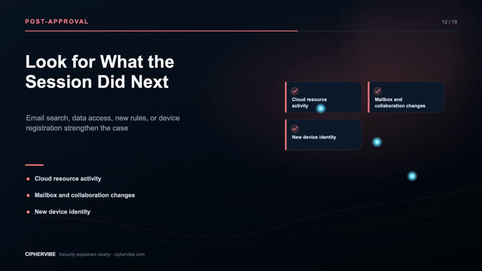Correlate the device code event with subsequent cloud activity. Look for unusual message searches, downloads, forwarding or inbox rules, collaboration outreach, privilege changes, and unexpected device registration. A compromised session may be used to contact more users from the trusted account, so expand the investigation beyond the initial sign-in.